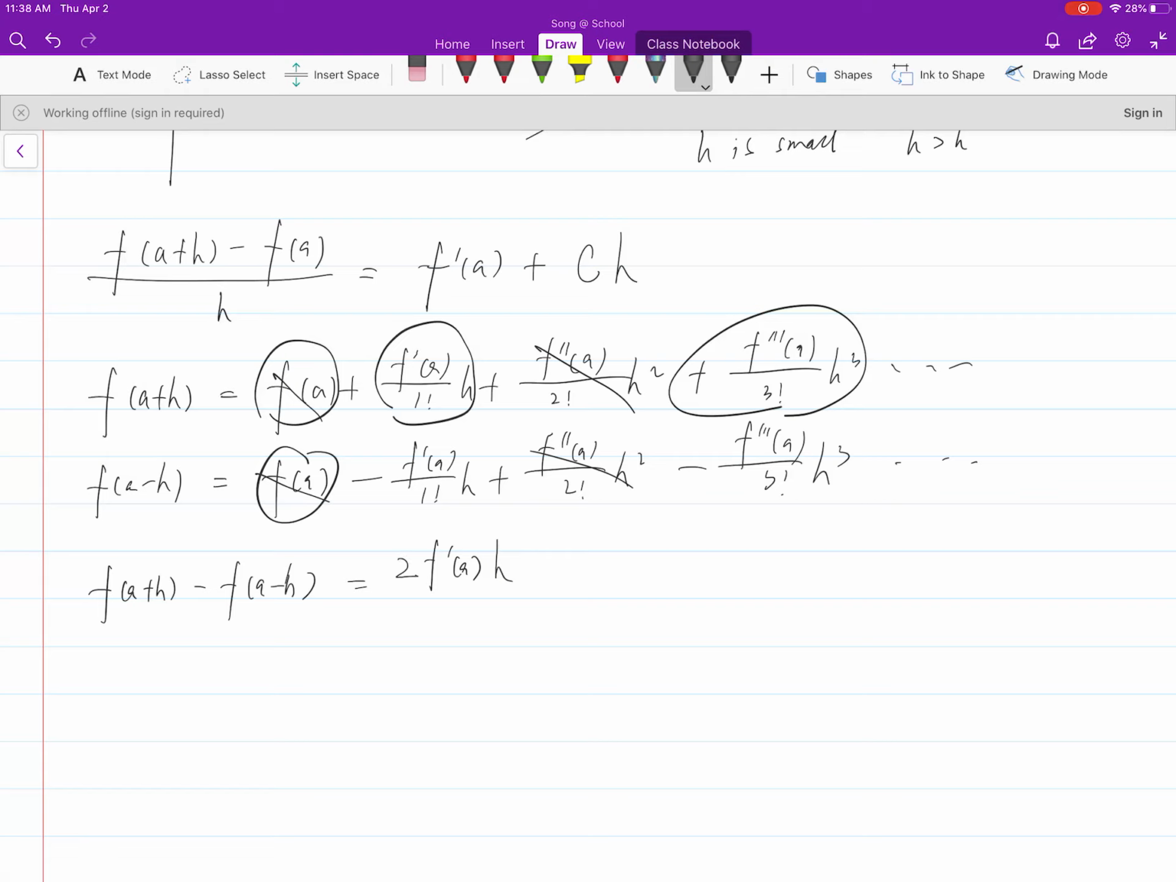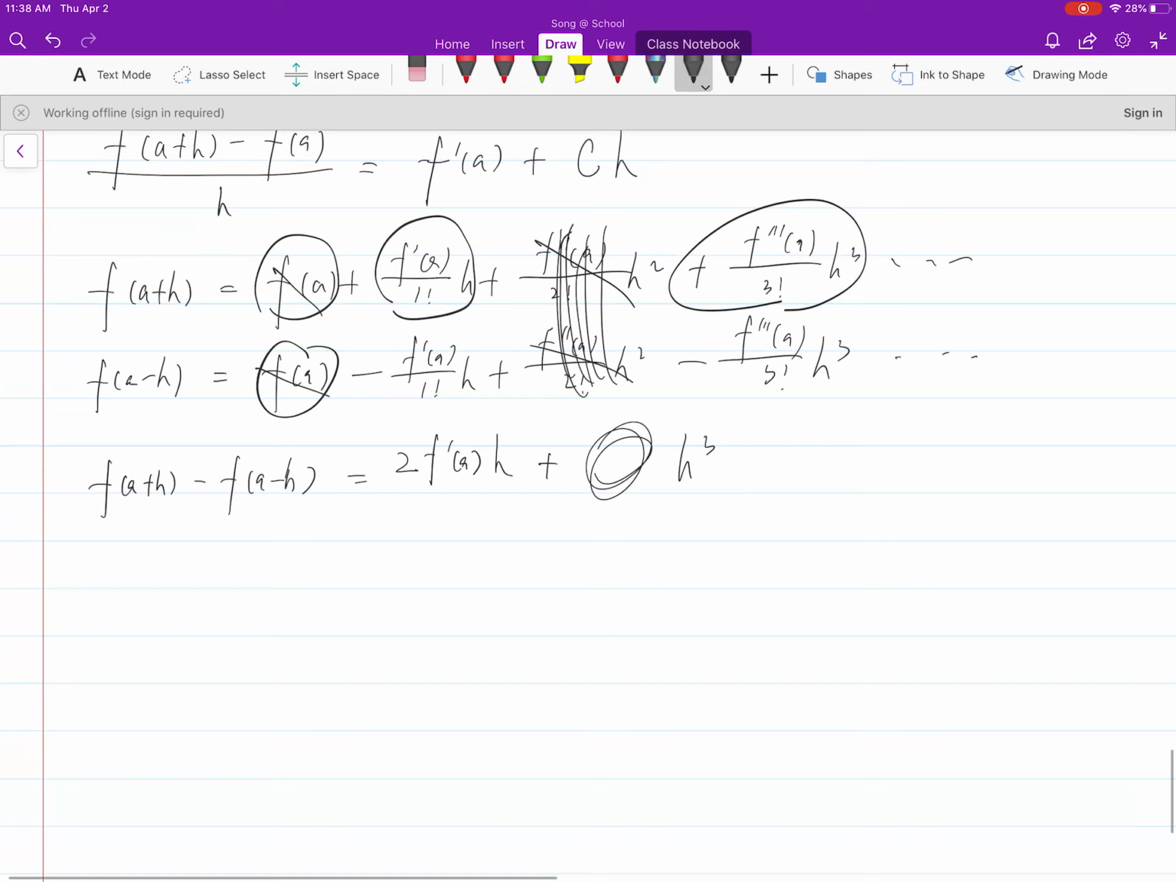1 factorial is just 1. I'm just going to write 1, times h, but you have two of them. Plus, you skip this term. The next one is going to be h cubed now, with some constant, which you don't really care about. Still okay? And then all the stuff after that.